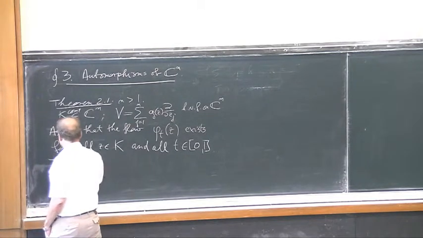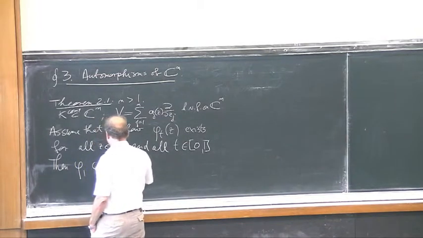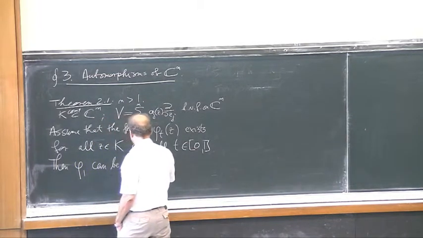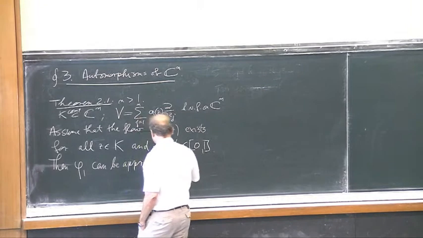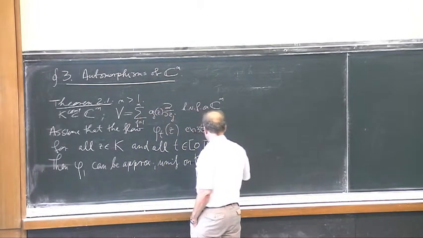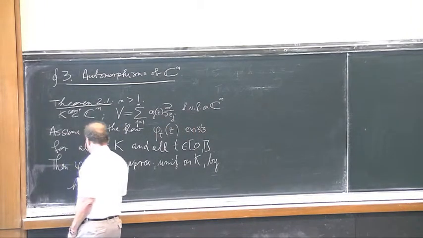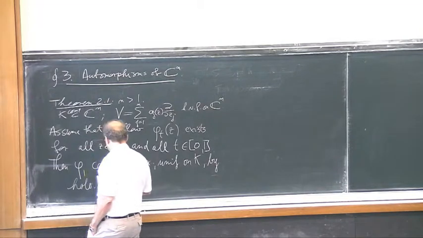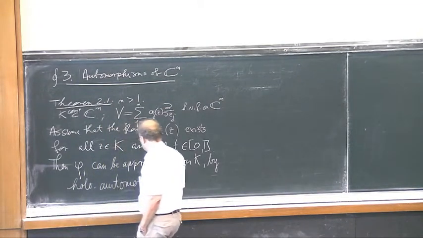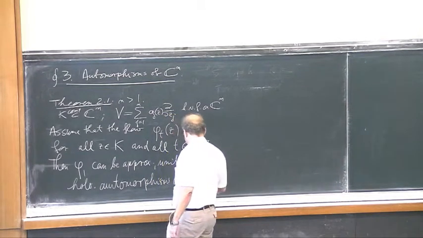Then phi 1 can be approximated uniformly on K by holomorphic automorphisms of Cn.